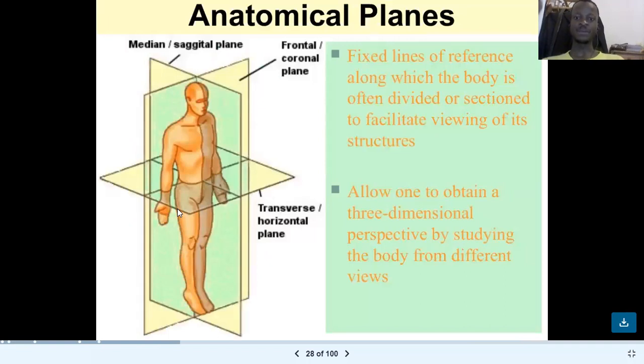This is the same thing that I was describing. These are fixed lines of reference along which the body is often divided or sectioned to facilitate viewing of its structures. It actually then makes learning anatomy or describing anatomy easy.